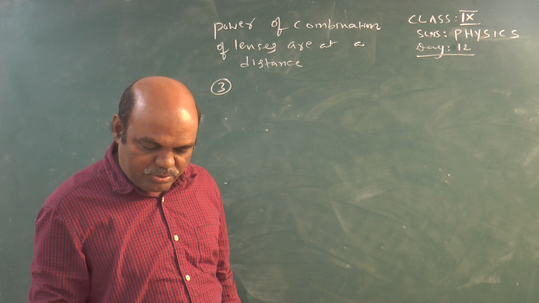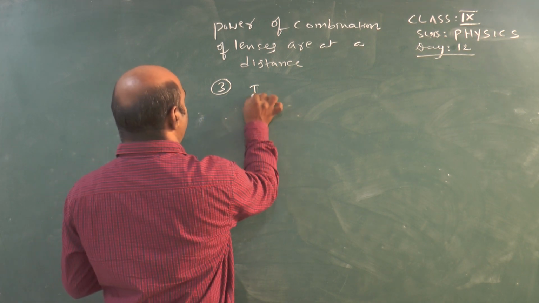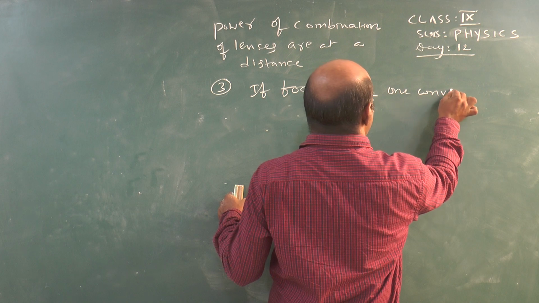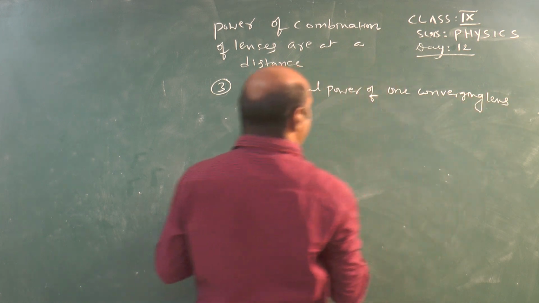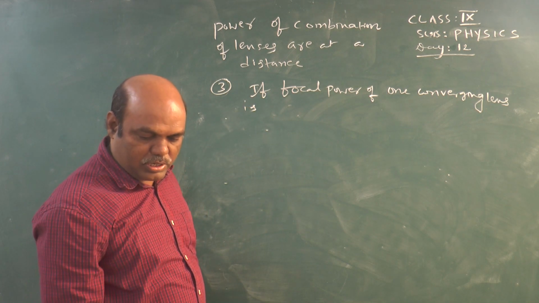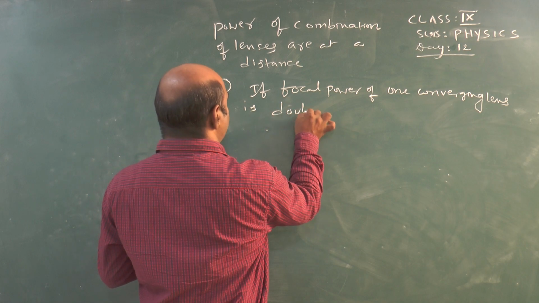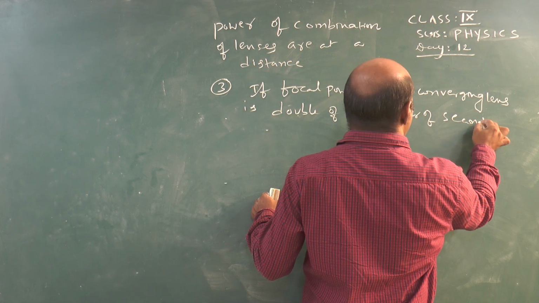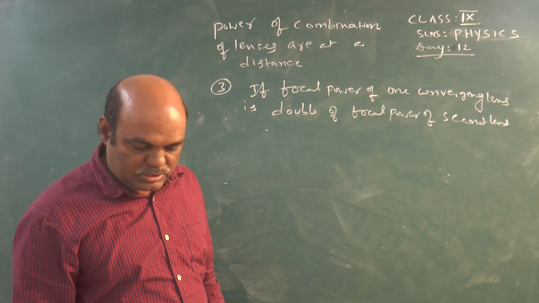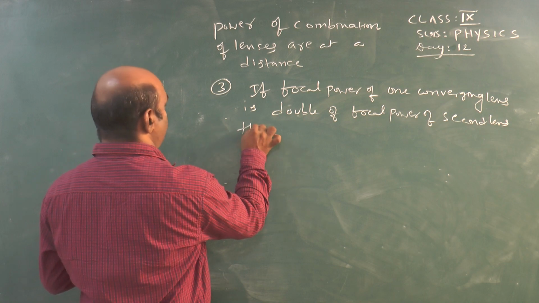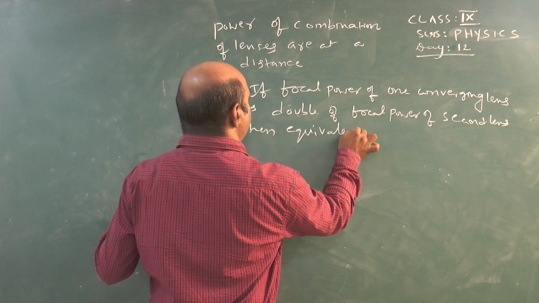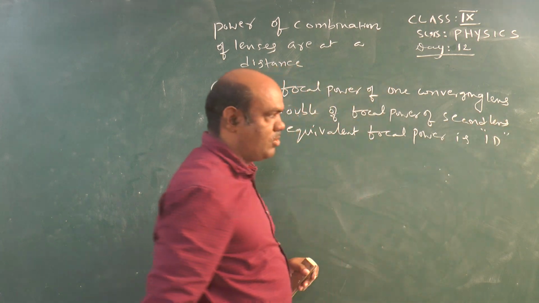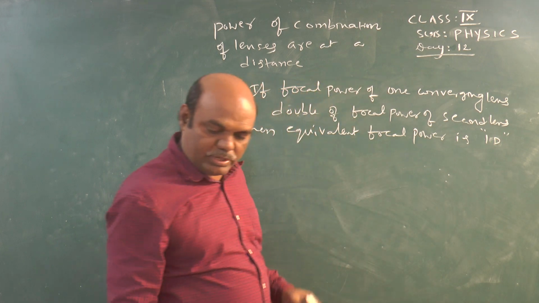Next, third problem. If the focal power of one converging lens is double the focal power of the second lens, then the equivalent focal power is 1 diopter.